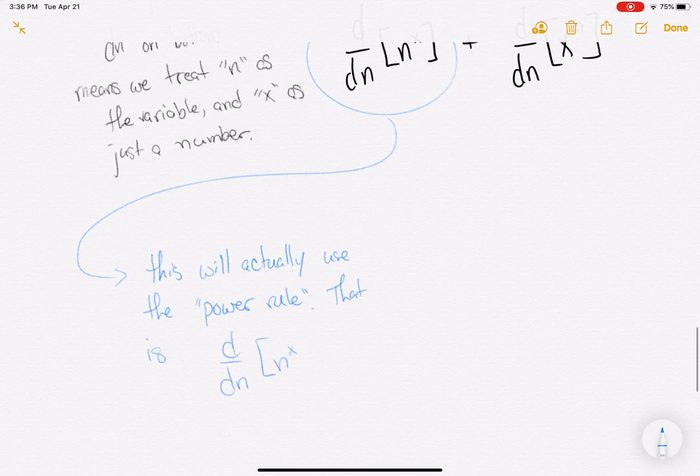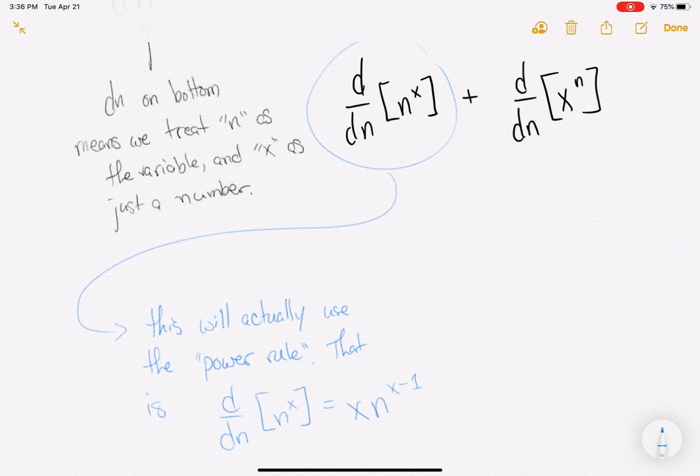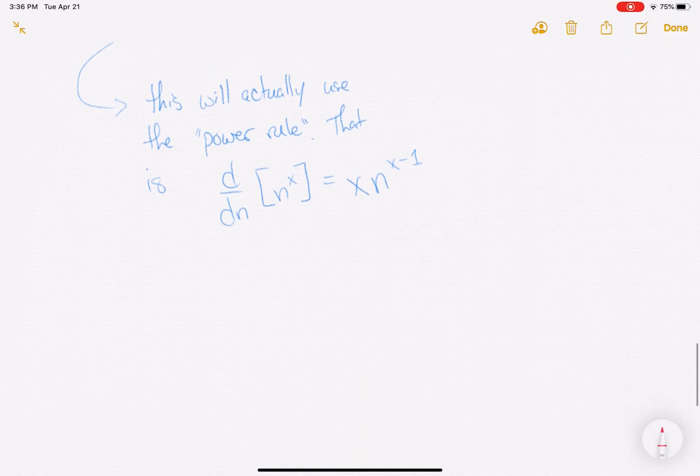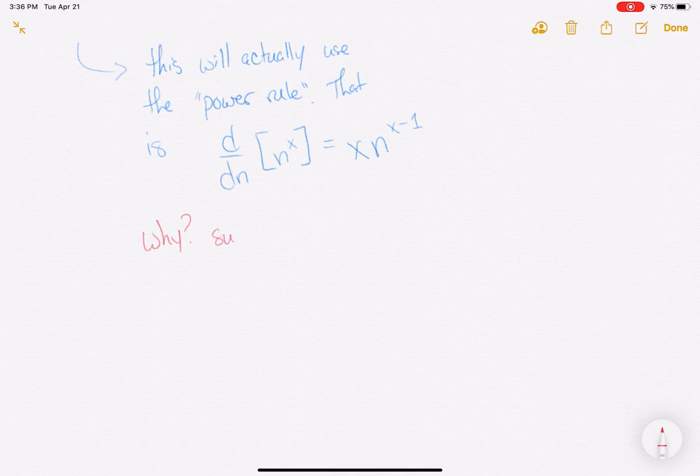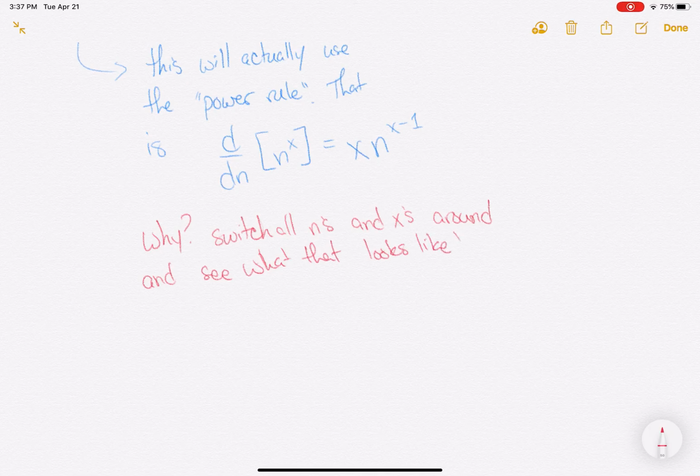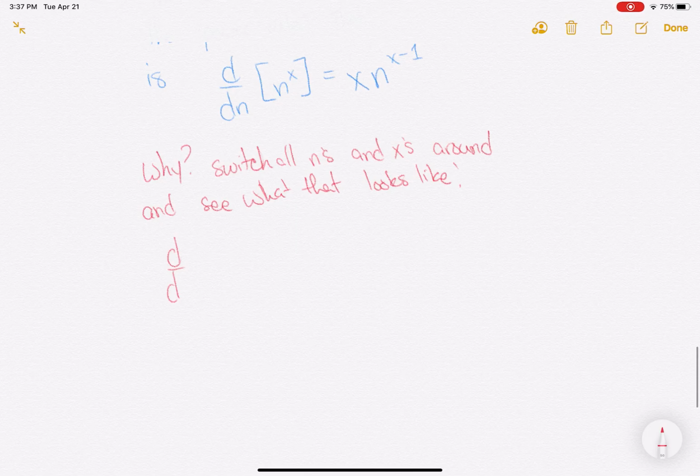d/dn of n to the x equals x n to the x minus 1. And this is like our power rule business. Question of why. Since there's nothing special about the variable n, nothing special about the variable x, let's switch all n's and x's around and see what that looks like. So the n and the x get switched. And now it looks exactly like our power rule. This would be n x to the n minus 1.